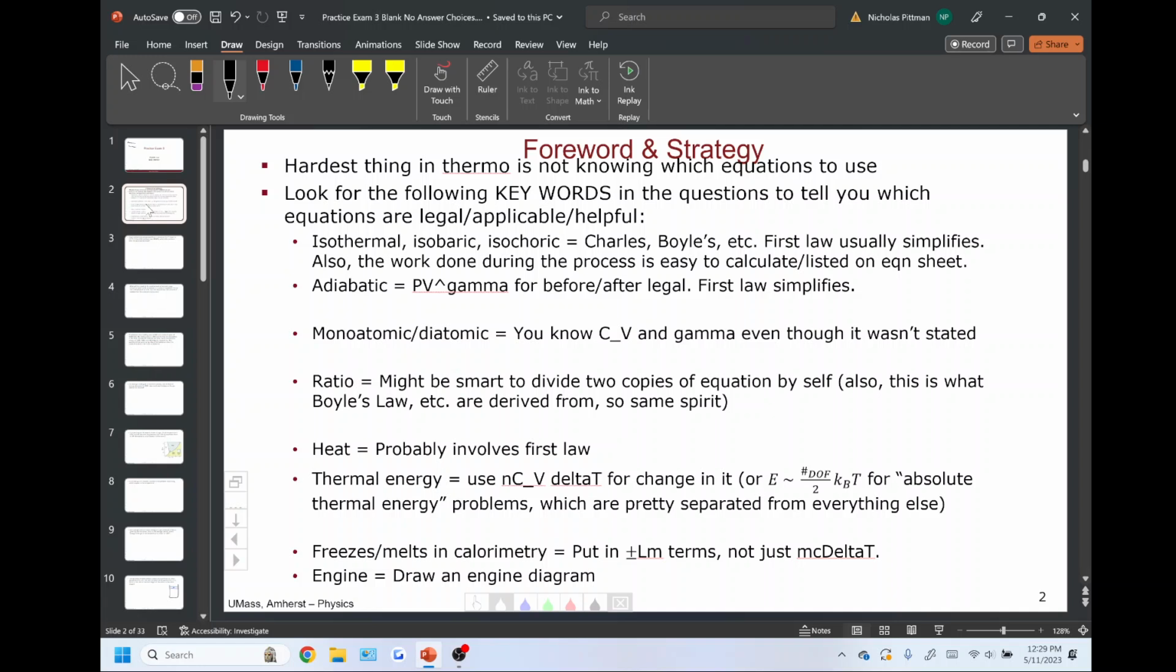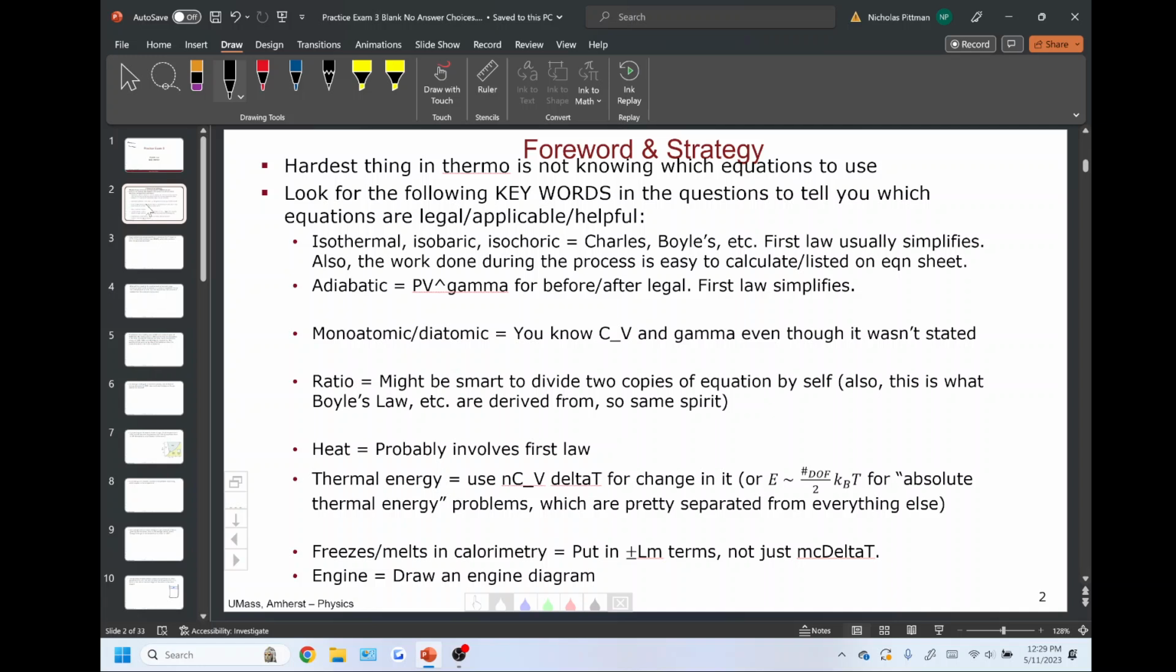Next class of keywords will be if the question tells you a gas is mono or diatomic, even though you haven't been told it directly, CV and gamma are known constants for all mono and diatomic gases. So you actually know those values even though it didn't get told to you in the question.